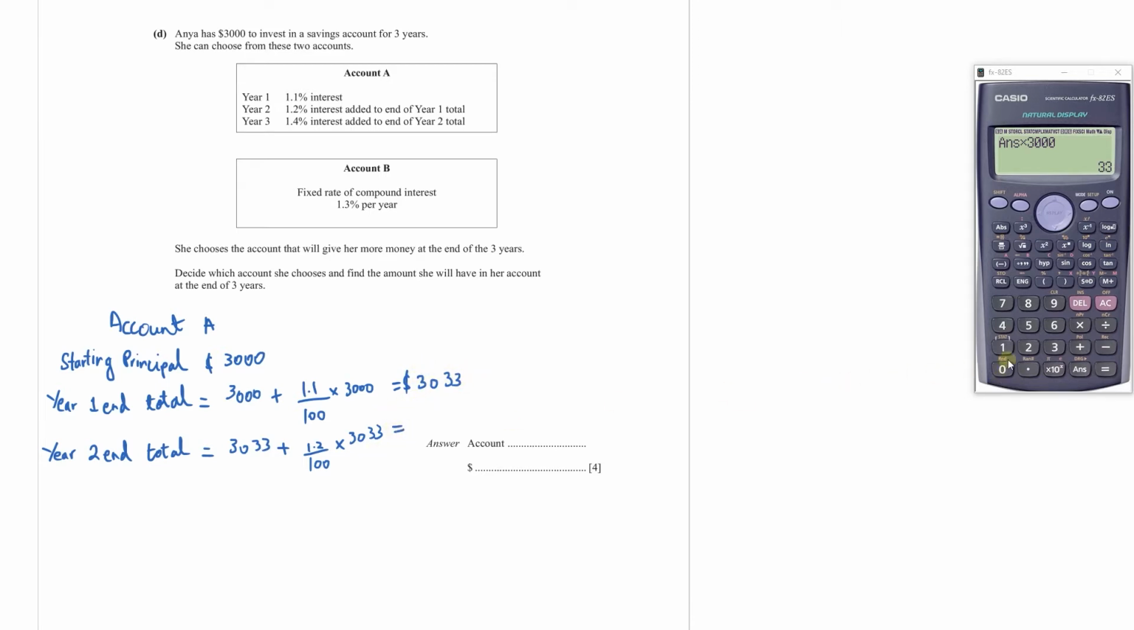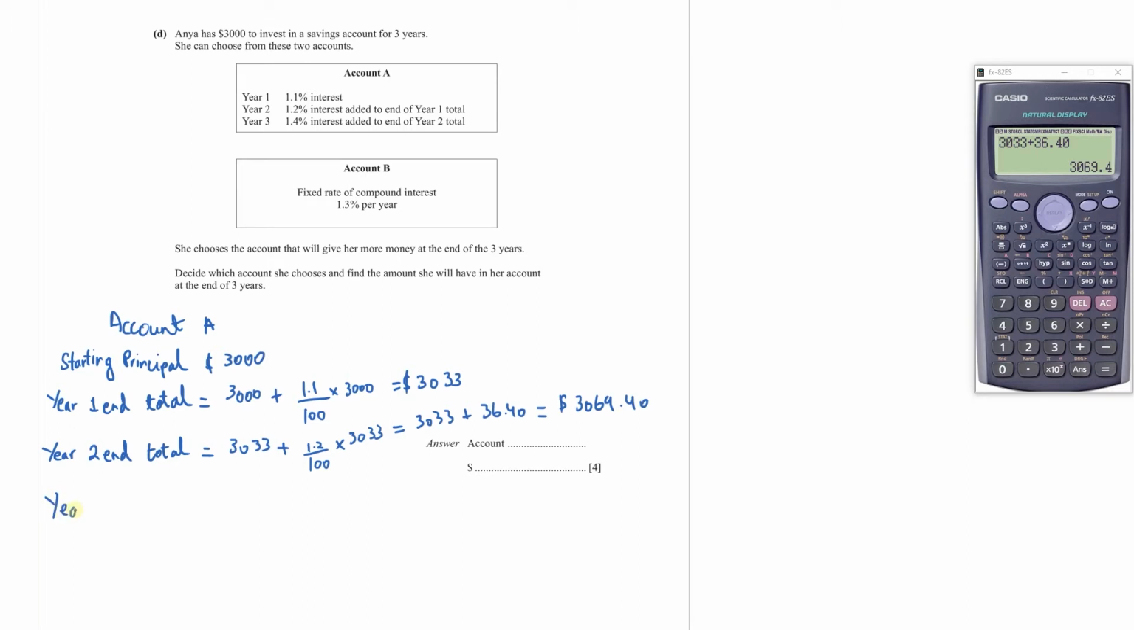So let's calculate this. 1.2 divided by 100 and then multiplied by 3033. This can be $36.40. So I can write this as 3033 plus $36.40. Let's add the two. So I have $3,069.40 at the end of year two.